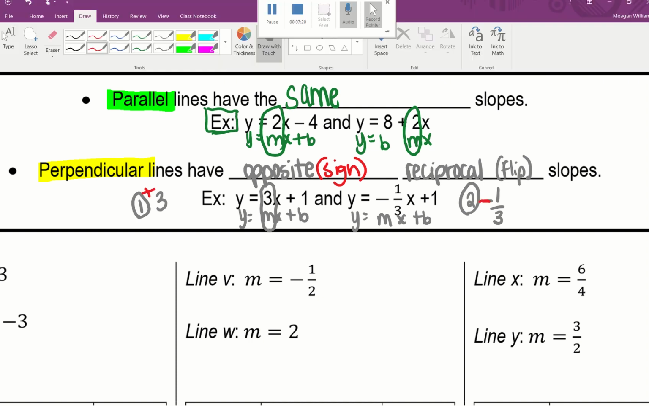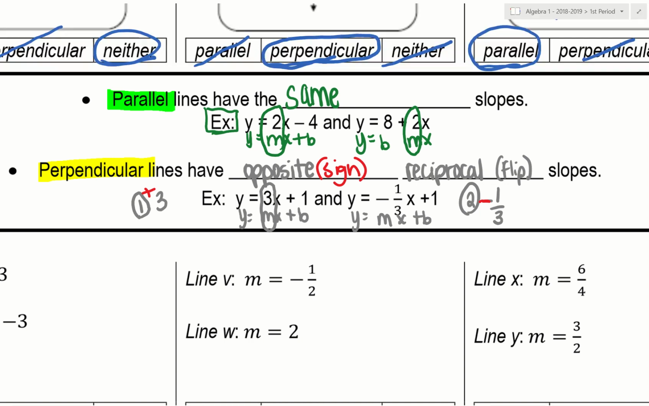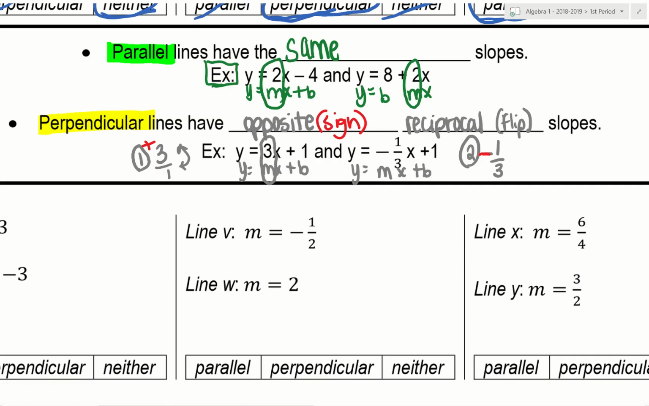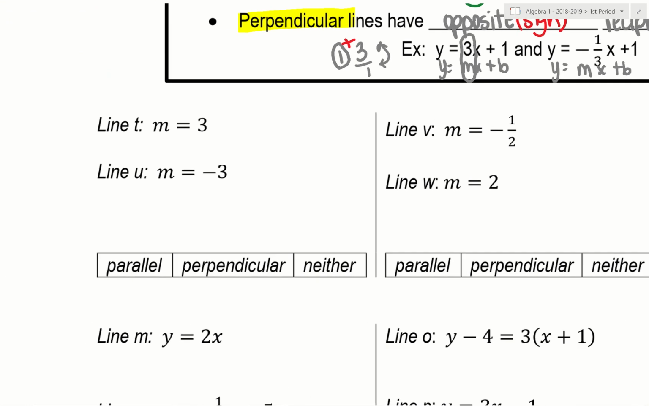And then reciprocal means that they have to be flipped. So if I was putting this as a rise over run, my first slope would be 3/1. But if I were to flip that, it should create my second slope. And it does, because 3/1 will become 1/3. Since one was positive, one was negative, one was 3/1, one was 1/3, they are now perpendicular lines because they are opposite reciprocal slopes.